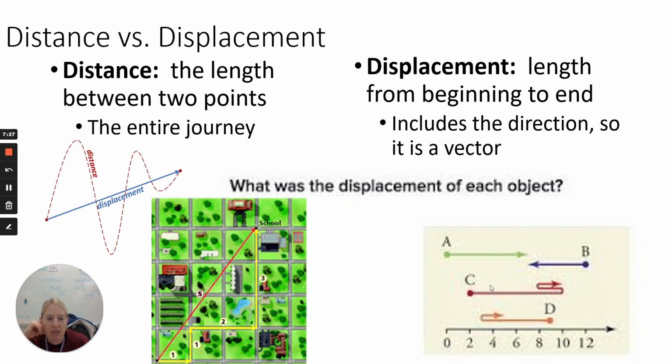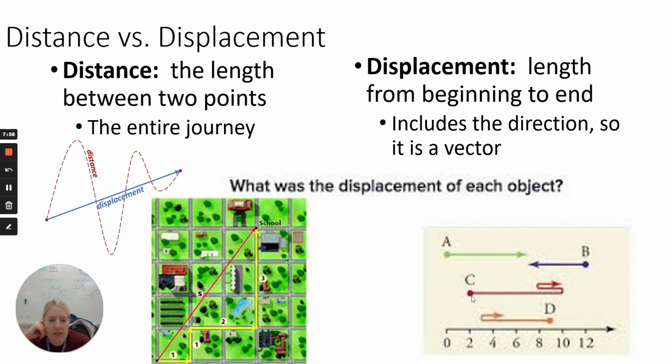For these objects, again, displacement is just starting point to ending point. So for object A and for object B, they only moved in one direction. So we just count how many spaces they moved. So object A, I guess we'll go from where the arrowhead kind of starts. So it went 6 spaces. For B, it went from 12 to 8, so 4 spaces.